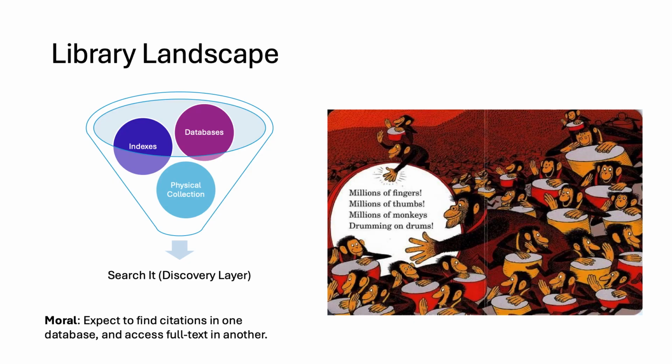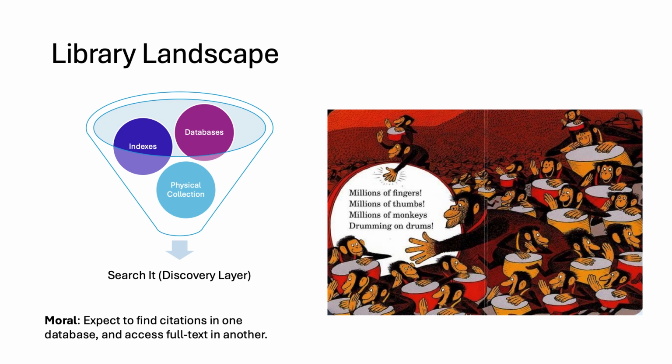Here I've illustrated a way of thinking of the library landscape. We have a lot of different databases and indexes and the physical collection. And these are all separate. They're subscribed to separately. But we do provide basically the library catalog in order to find resources across all of these different resources. Now we call this piece of software a discovery layer, and that is called Searchit on WSU campuses. You may have come across Searchit before.